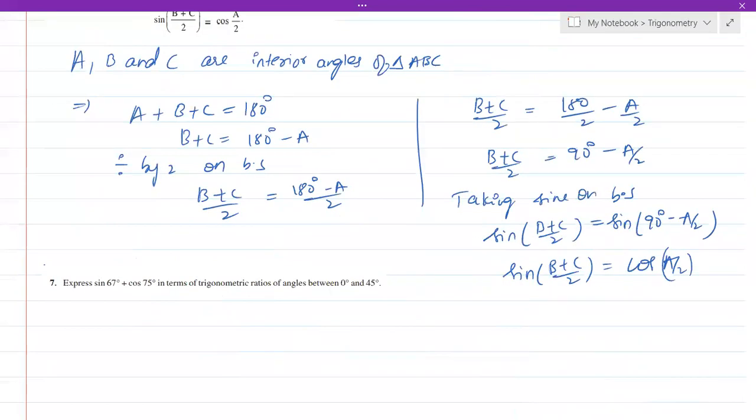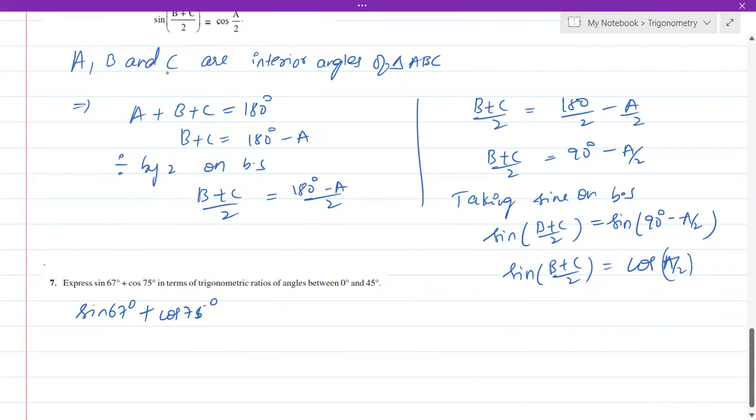Let's get into the next one. Express sine 67 degrees plus cos 75 degrees in terms of trigonometric ratios of angles between 0 and 45. That is, the 67 and 75 we have to reduce to between 0 and 45. It's a very simple question. So the question is sine 67 plus cos 75.